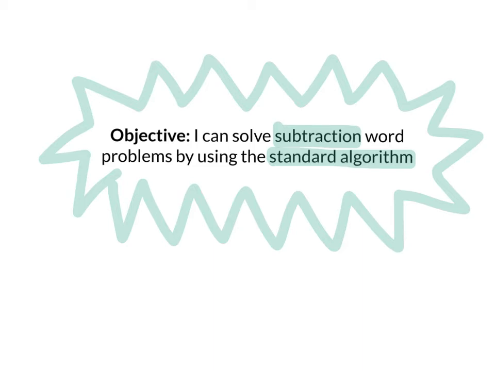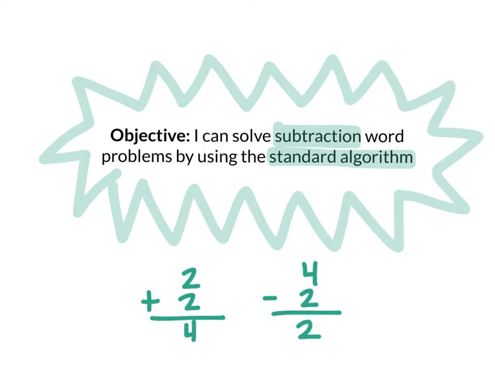So we've already learned the standard algorithm for addition, where we stack two numbers on top of each other and add. The standard algorithm for subtraction looks similar in that we stack our numbers by place value and subtract. Now that we are in 4th grade, we are working with 6-digit numbers. So we are going to be subtracting and regrouping with 6-digit numbers.